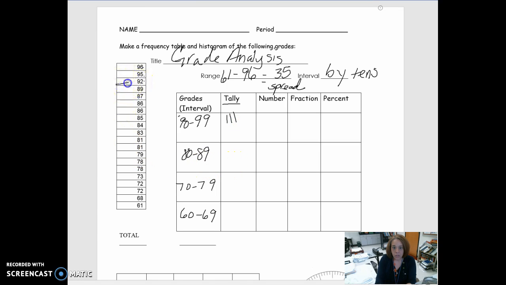Now, from 89 down to 81, I have 1, 2, 3, 4, 5, 6, 7, 8, 9. So I say 1, 2, 3, 4. A cross line makes my fifth for my tally marks. Then I have 1, 2, 3, 4. That's the number that stands for 9.